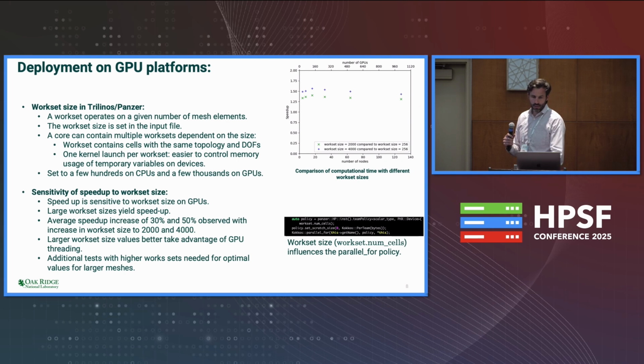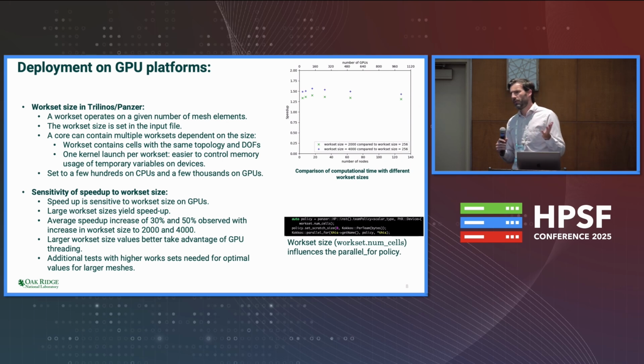Another thing is related to the work set size. Panzer has an interesting way of dealing with meshes. You decompose the mesh on cores, but then Panzer will do a sub-decomposition based on the work set. So a core can contain multiple work sets. And the work set size is something that can be defined in the input file. In theory, it's architecture dependent.